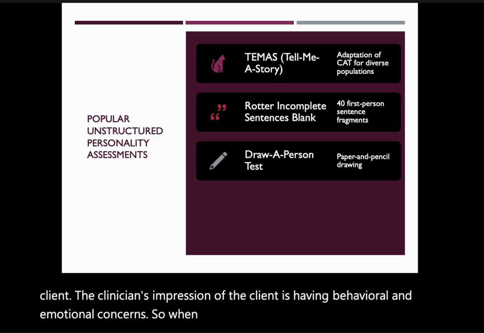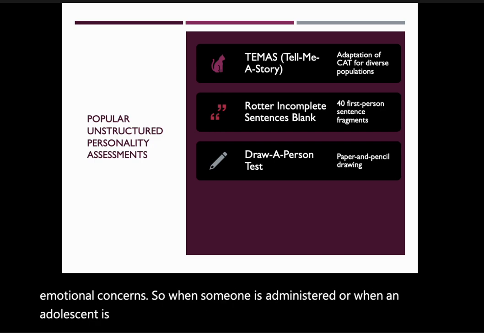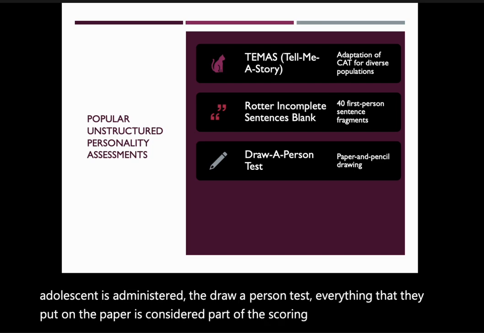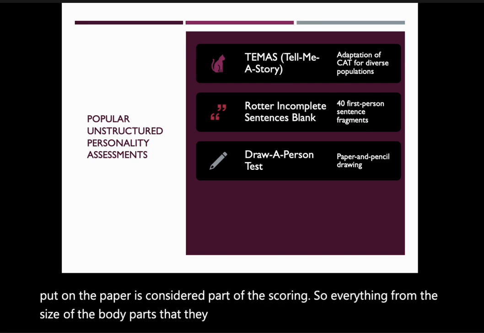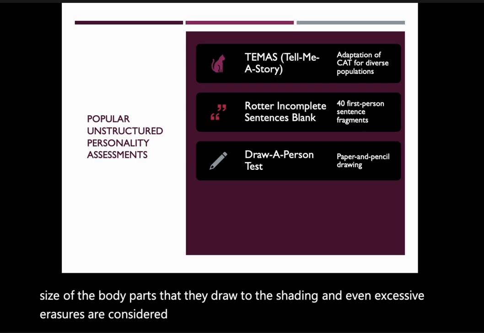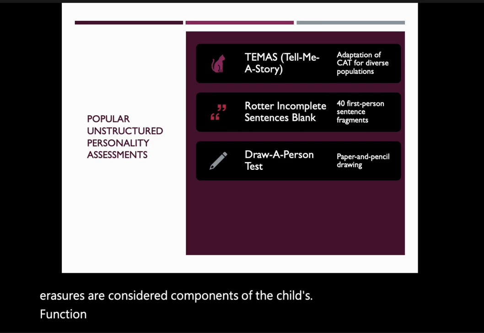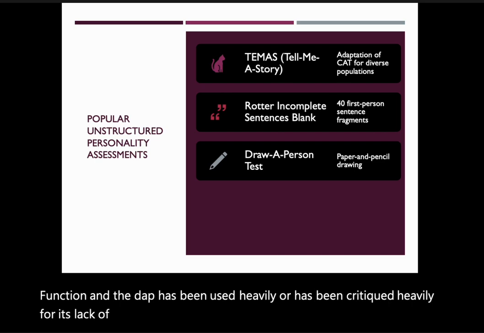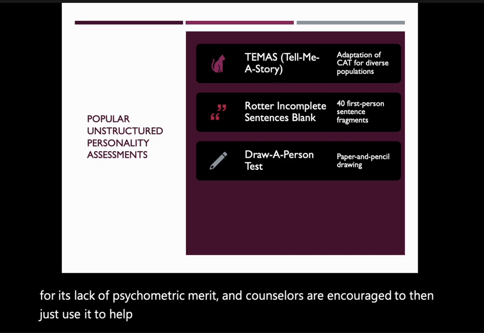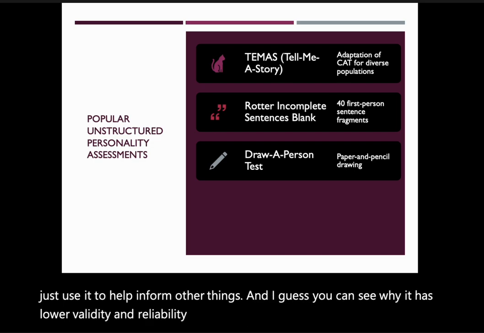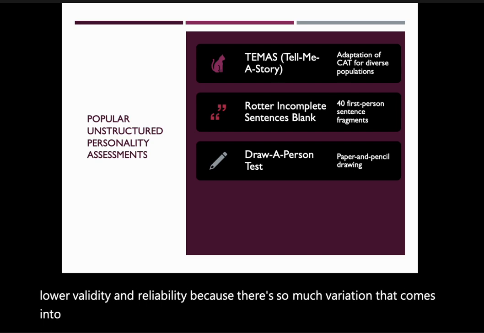So when an adolescent is administered the Draw a Person test, everything that they put on the paper is considered part of the scoring. So everything from the size of the body parts that they draw to the shading and even excessive erasures are considered components of the child's function. And the DAP has been critiqued heavily for its lack of psychometric merit. And counselors are encouraged to just use it to help inform other things. And I guess you can see why it has lower validity and reliability, because there's so much variation that comes into how you interpret it.